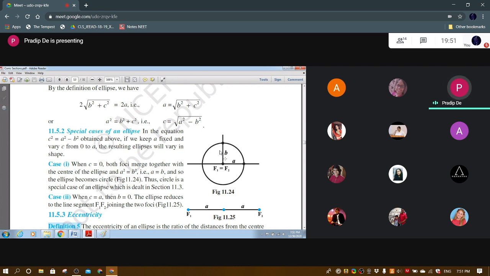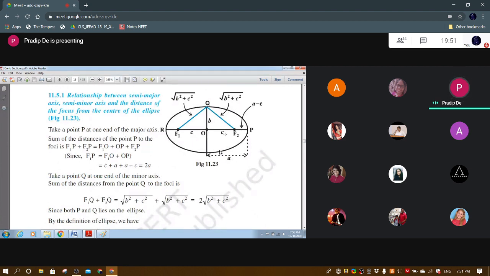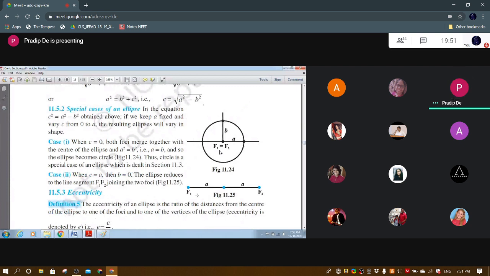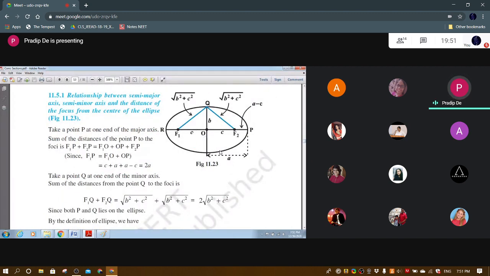And what happens if C is equal to A? Again, look at the diagram. If C is equal to A, then F1 and F2 will coincide with the vertices A and B. Sure. And what will happen to B then? B will become 0. And what will be the shape of the ellipse then?